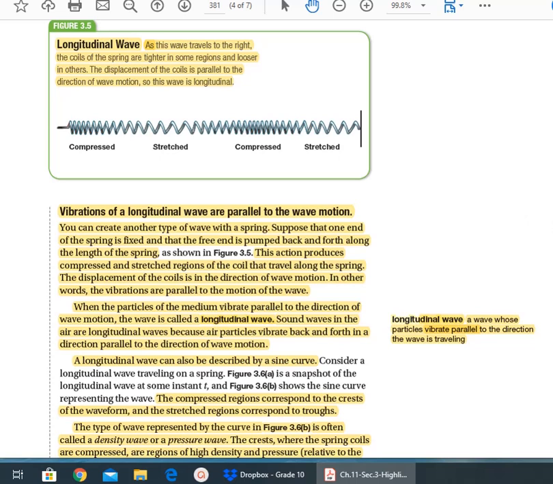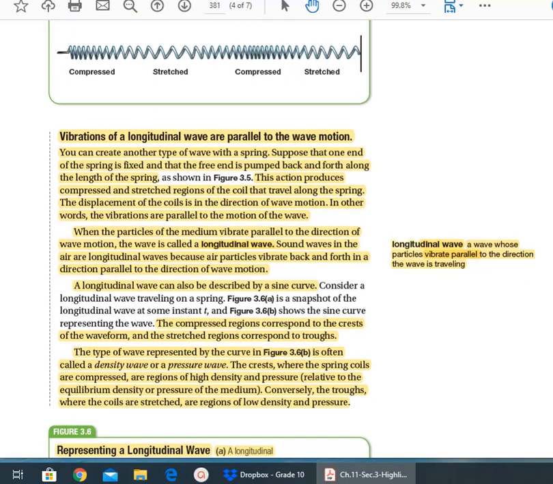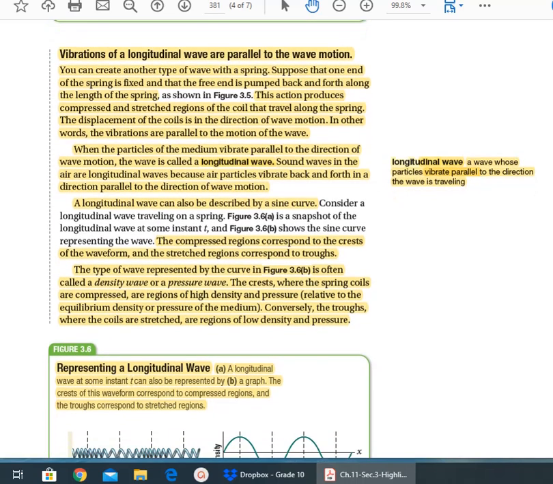For a longitudinal wave, you notice that the direction of the propagation of the wave is parallel to the direction of vibrations. Vibrations are taking place back and forth. The direction of propagation of the wave is similar, back and forth, so they are parallel to each other. This is the main difference between longitudinal wave and transverse wave. In a transverse wave, the direction of propagation of the wave was perpendicular to the direction of the vibrations that were taking place up and down.